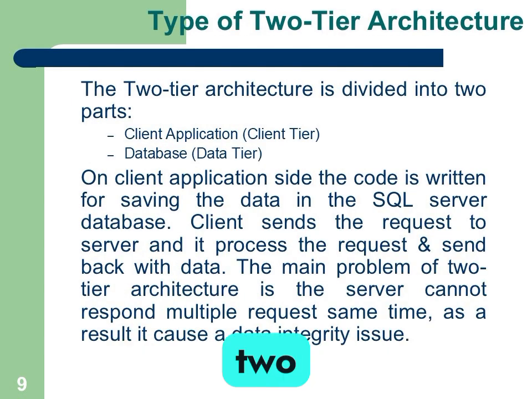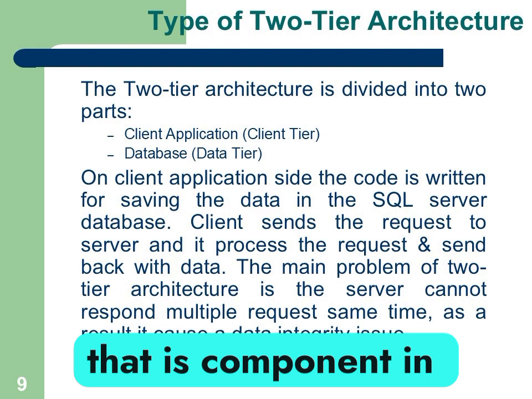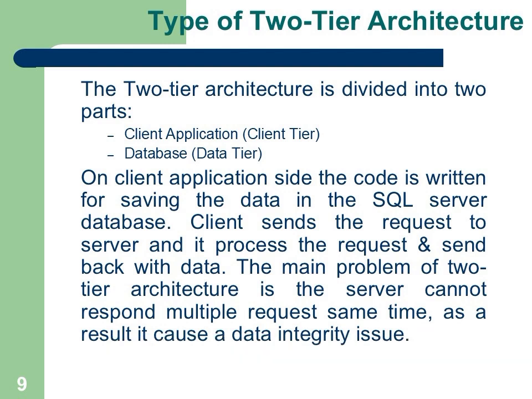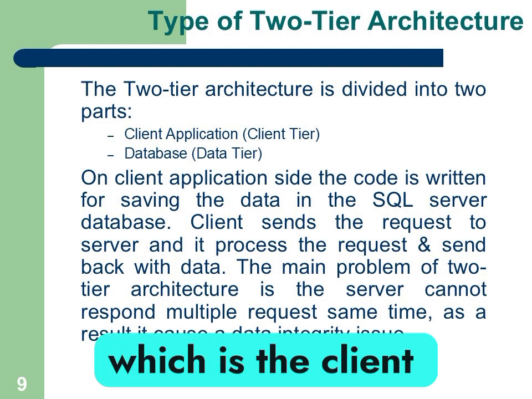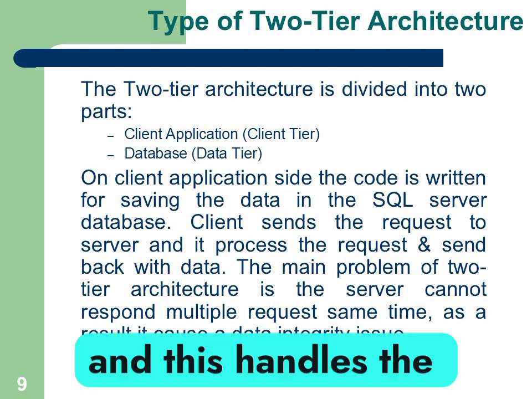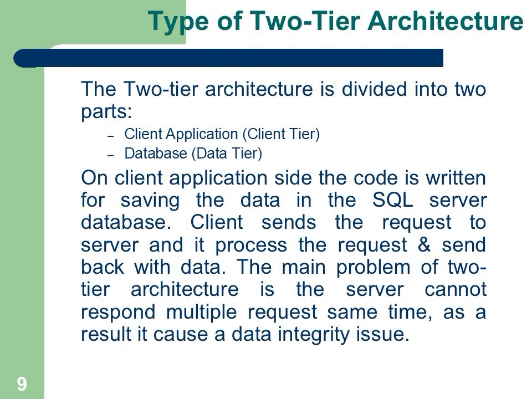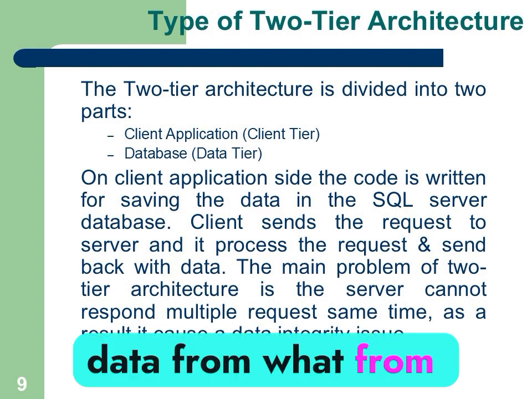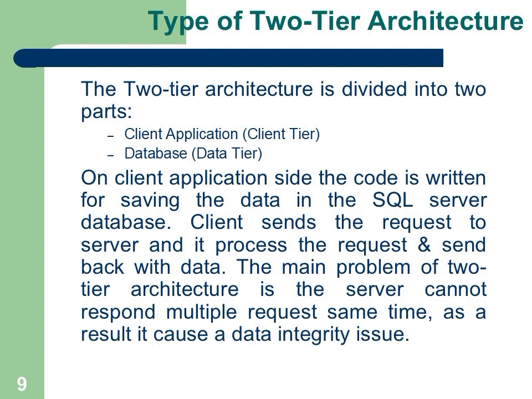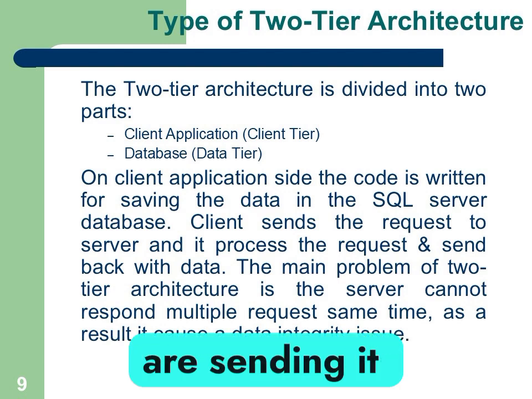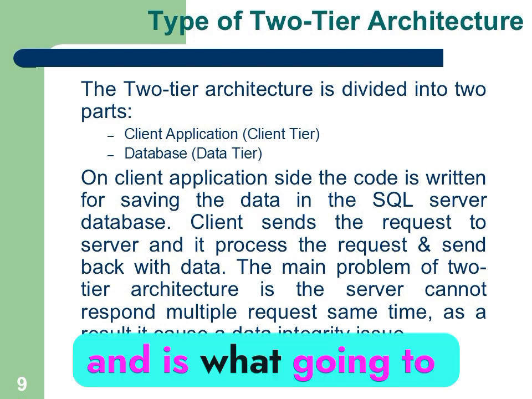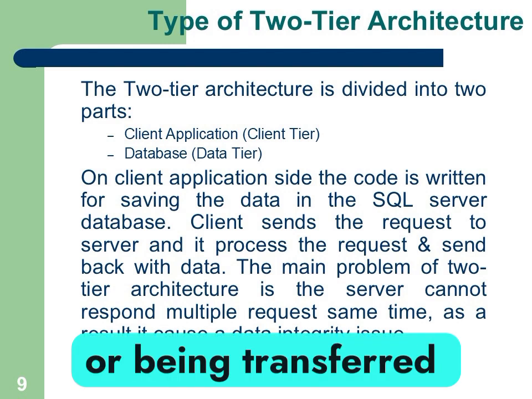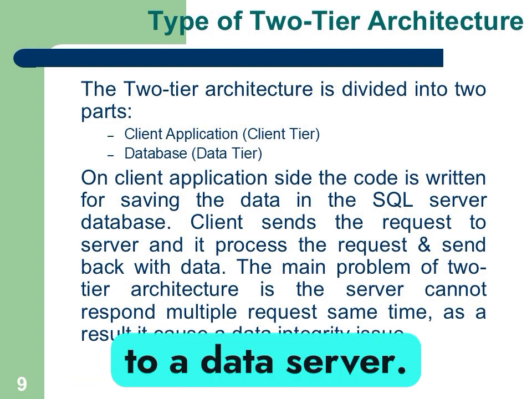So we have our components here. The components are two, that is, the components in two-tier architecture. One is the client tier, which is the client application, and this handles the user interfaces and requests data from the server. Whenever you are sending requests, you are sending them through these user interfaces, and they are going to be transferred to a data server.